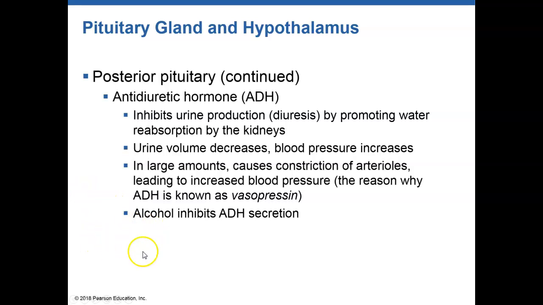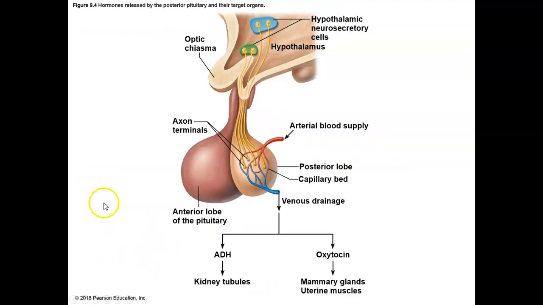Interesting fact, little tidbit of information. Alcohol inhibits antidiuretic hormone secretion, which is why you have to pee more often when you are drinking. And also why you become so dehydrated that you have a hangover the next day.